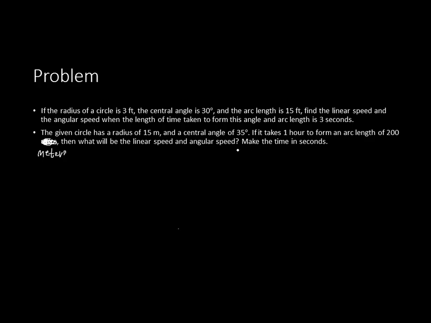First and foremost, we need to put all the givens. So we have the radius of 15 meters, and we have the arc length of 200 meters. Then we have an angle of 35 degrees. Since we're looking for the angular speed, we must convert this one to radians. Again, we're converting an angle in degrees into radians, so you will multiply it by pi over 180 degrees.